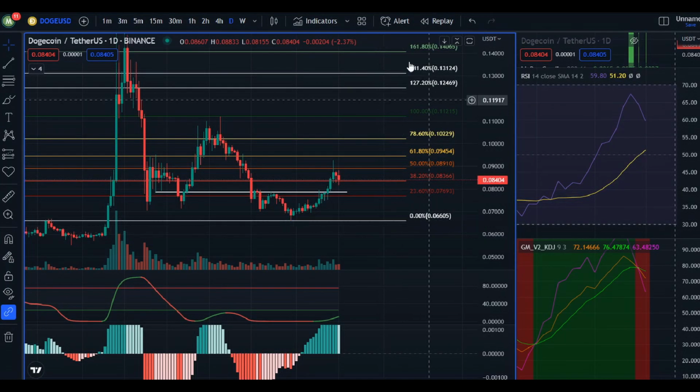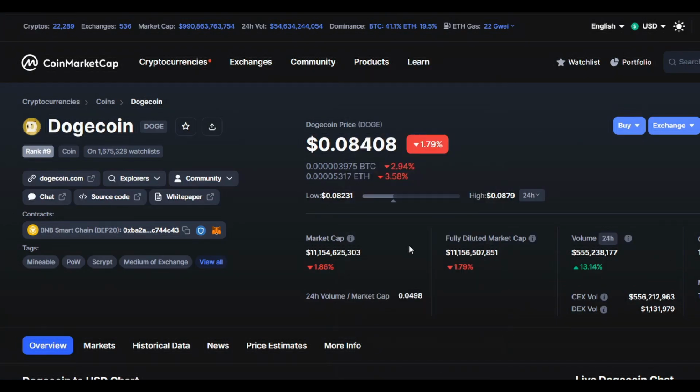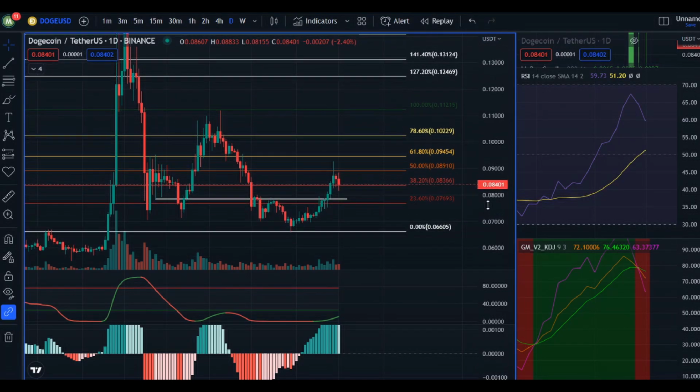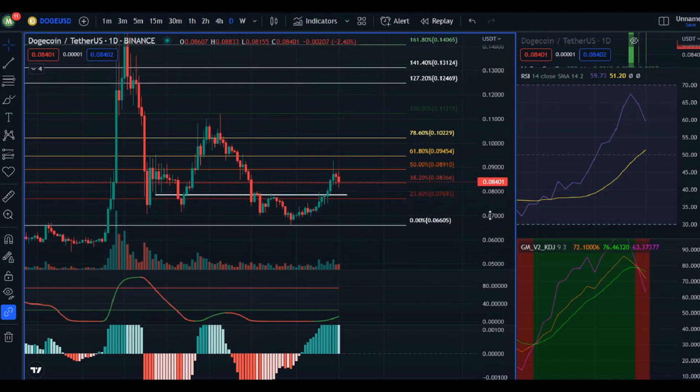In today's video update for Dogecoin, we are trading at 0.08409. 24-hour volume, we're up 13%, and market cap, we're down 1.64%. So heading over to our daily chart, we are going to be taking a look at some areas of support. The reason why I'm saying an area of support is a few factors showing in our indicator.